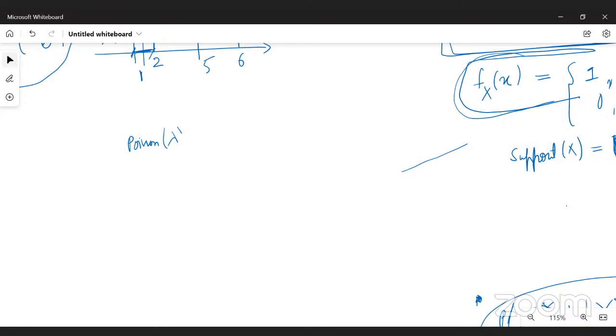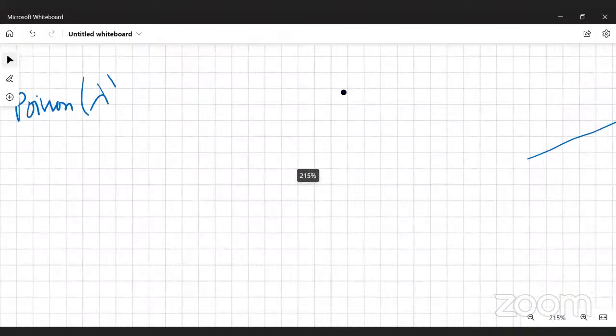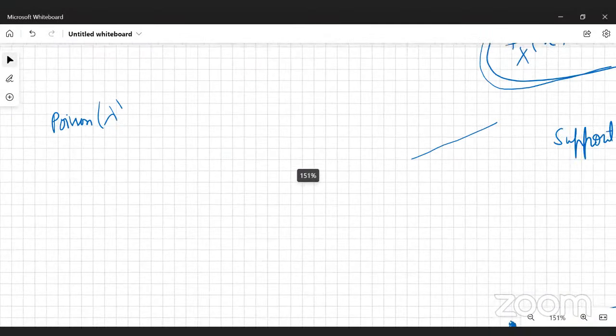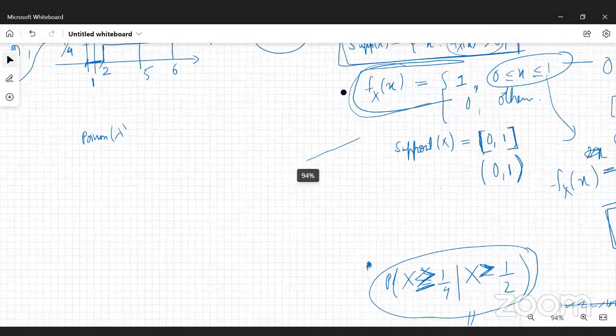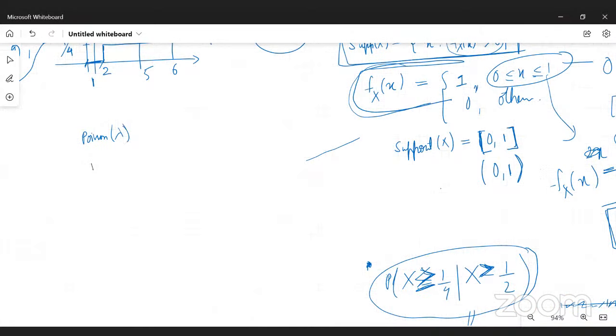Okay, just see it here. For Poisson lambda, what is the mean that you give? Lambda, ma'am. Lambda. And what is the expectation for the exponential distribution?